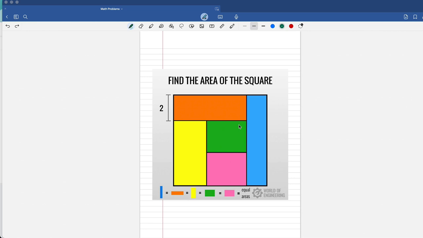So find the area of the encompassing square. There are 5 rectangles, 5 different colors, put them all together and you get a square. You need to find the area of that square.